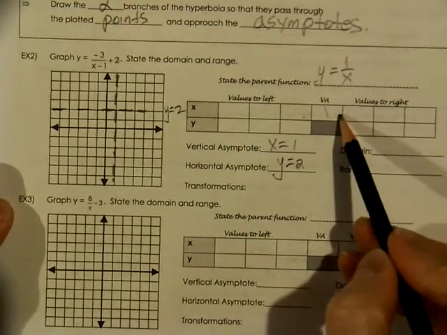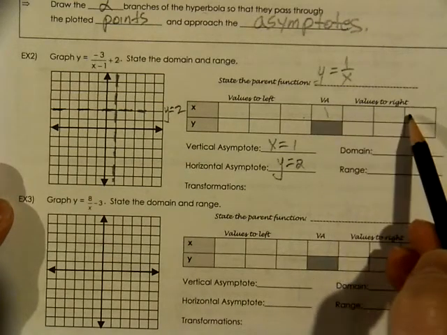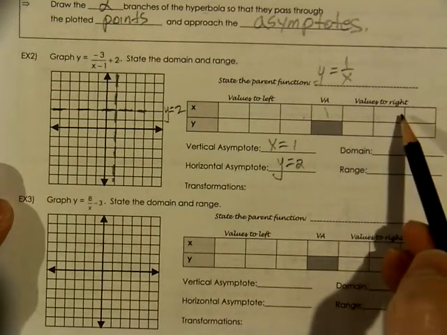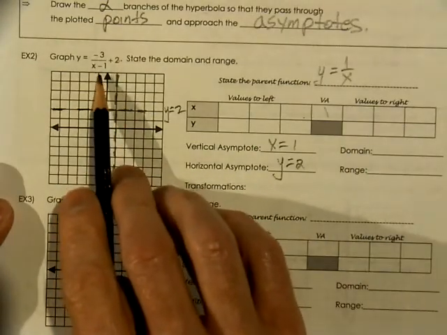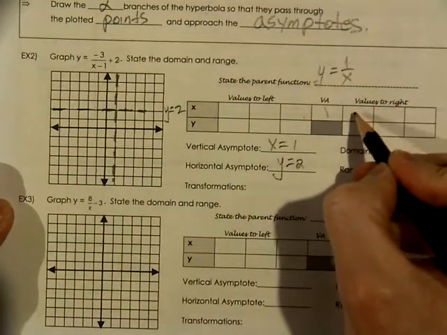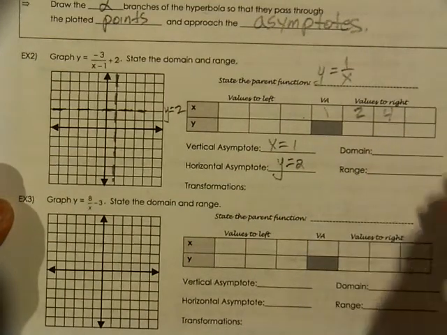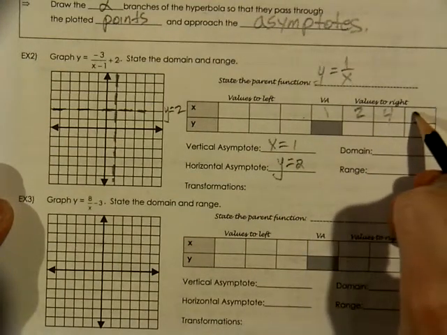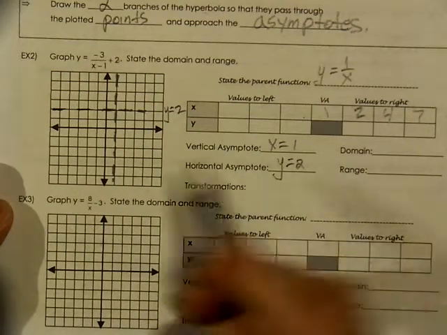Now what we're going to do is pick points that are to the right. You can really pick any points that you want. It won't make a big difference. If you want to concentrate on exactly which ones you can, you could. Okay, we can pick the number 2, 4, and 7. Those would all be good locations.